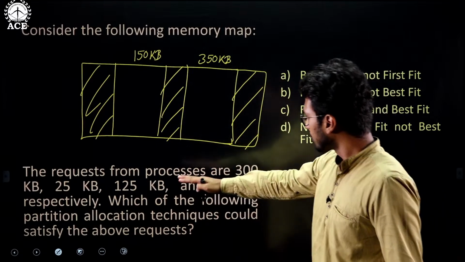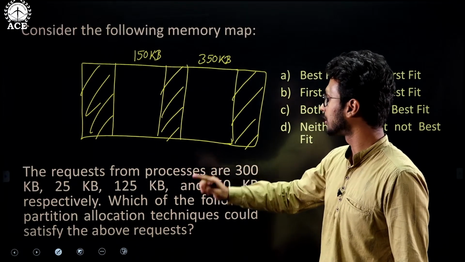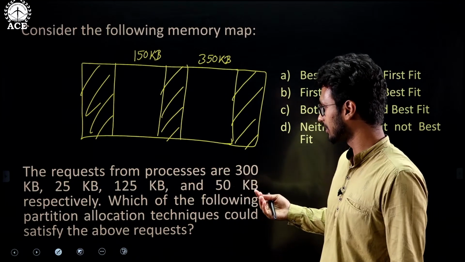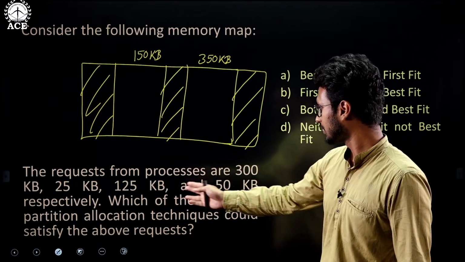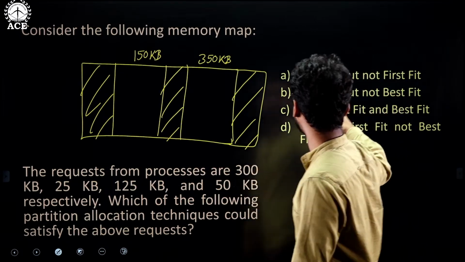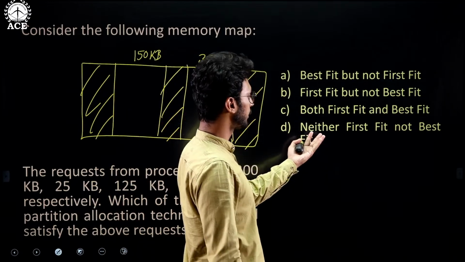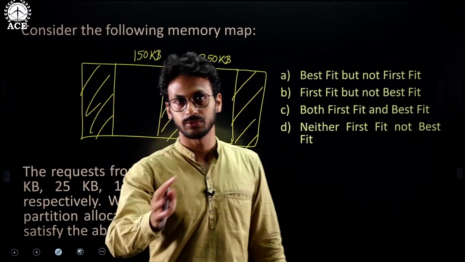What is asked? The requests from the process are 300 KB, 25 KB, 125 KB and 50 KB respectively. So these are requests from the process. Which of the following partition allocation techniques could satisfy the above request? Okay, best fit but not first fit, first fit but not best fit, both best fit and first fit, neither first fit nor best fit. So we just need to check for best fit and first fit.